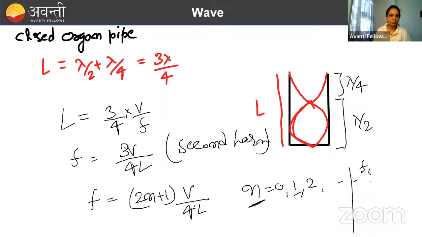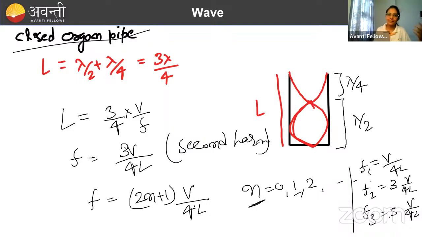It means the first frequency we got as V by 4L, the second frequency we got as 3V by 4L, and the third frequency we got as 5V by 4L. So 1, 3, 5. Only odd harmonics we are getting here in case of a closed organ pipe. And in case of an open organ pipe and in case of a string, we were getting all kinds of harmonics.